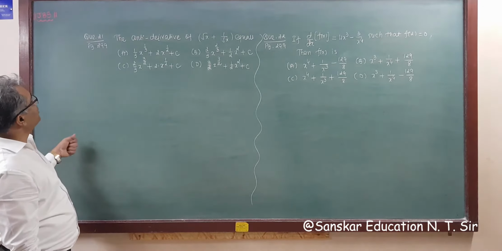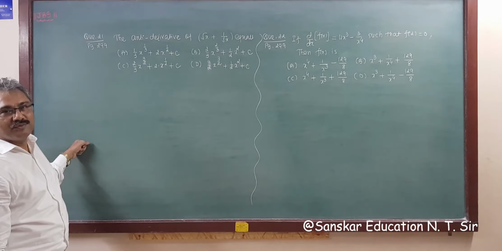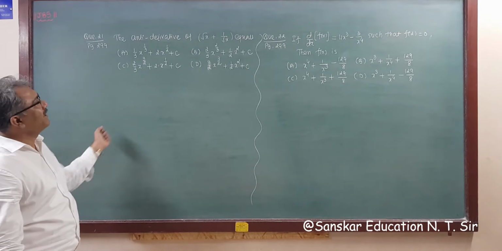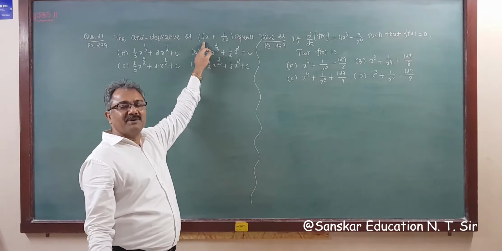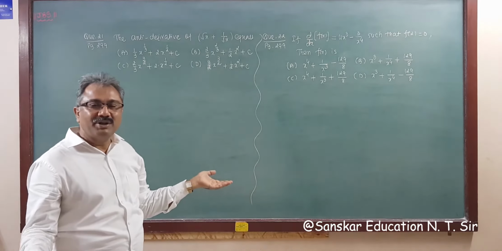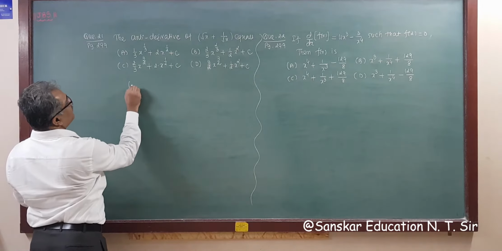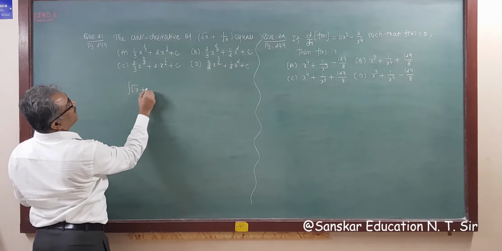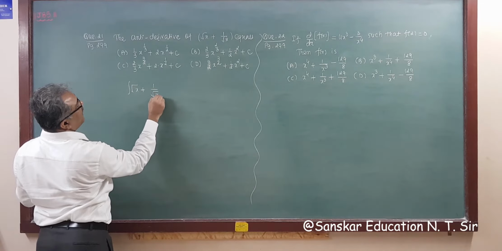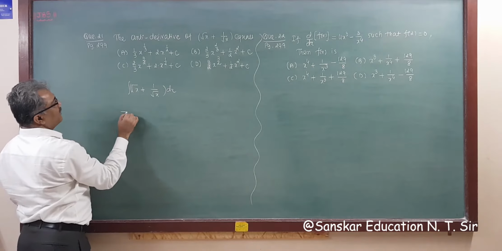Question number 21, page 299. The antiderivative of root x plus 1 upon root x equals, means we have to find the antiderivative of this. That means we have to integrate this function, right? So integration of root x plus 1 upon root x dx is equal to integration.